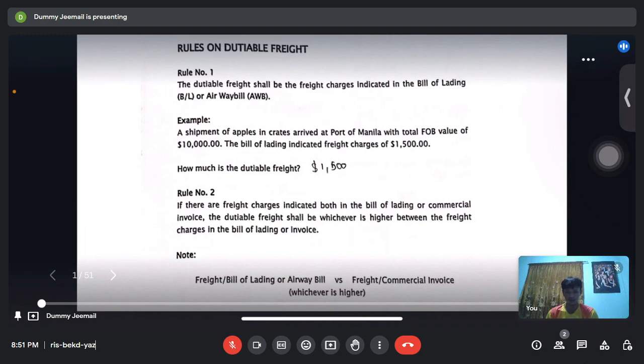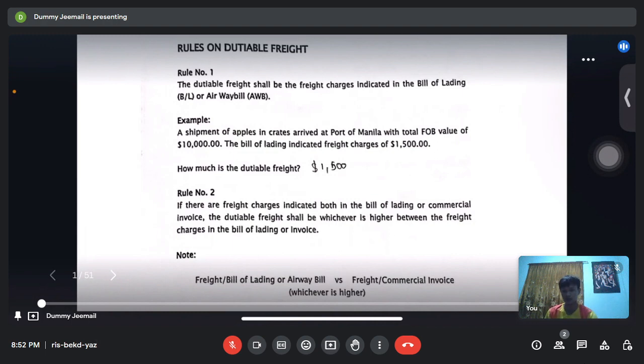Since this one is too easy, I am going to use the example from the book. A shipment of apples in crates arrived at Port of Manila with total FOB value of $10,000. The bill of lading indicated freight charges of 1,500. As I said, if there is an amount in the bill of lading or airway bill, that is directly the dutiable freight. So the answer is 1,500.